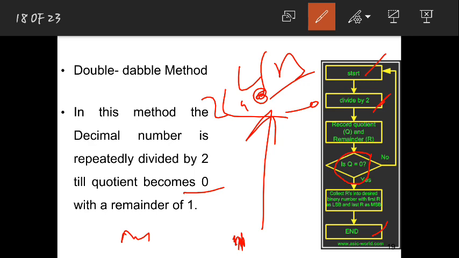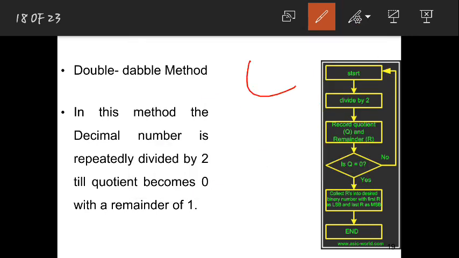But what if I don't get a quotient equal to 0? Then it will just go back and start again. Okay, that means what it does, see, I have taken 16. So first time I have divided, 2 8s are 16, and remainder was 0. Okay, but here this quotient was not equal to 0.